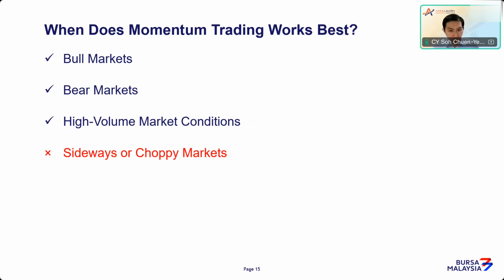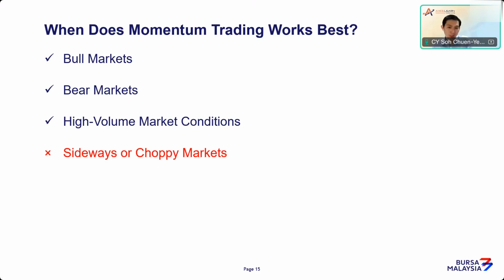Now, when does momentum trading work best? Very simple. Momentum trading works best during strong trending markets, whether it's a bull market, a bear market, or high volume market conditions. In bull markets, during a strong upward trend, it creates opportunity for you to buy and ride the momentum when price is rising. This is ideal for momentum breakout strategies, where an asset breaks through a resistance level and continues to rise.